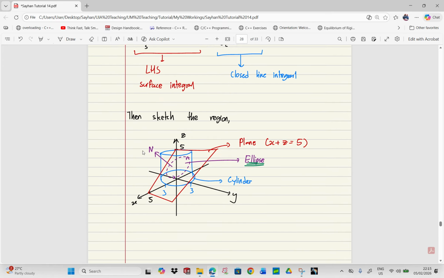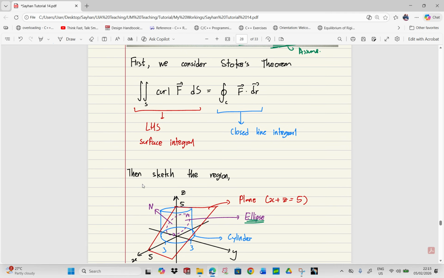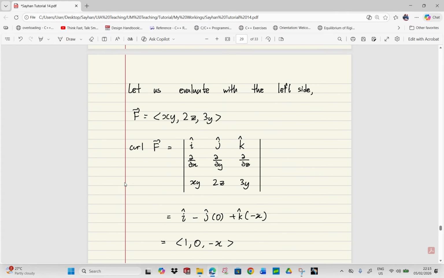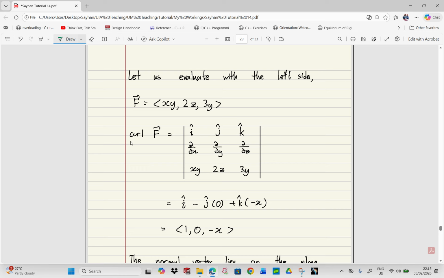So it's very similar. Of course, I choose the left hand side because I felt it would be easier to tackle than the right hand side, because you have to worry about the ellipse. So first step, obviously, find the curl. You find the curl, you get 1, 0, negative x. No problem at all.